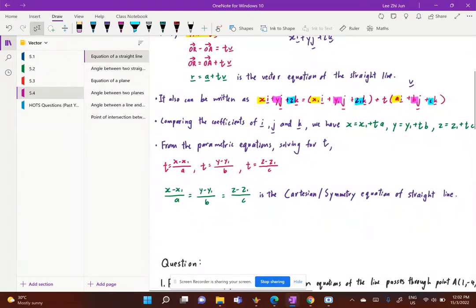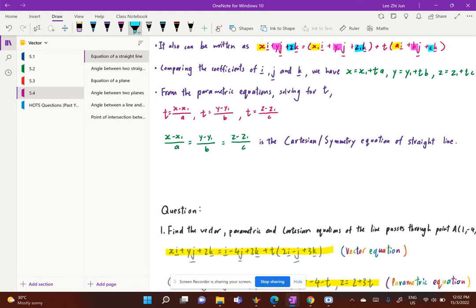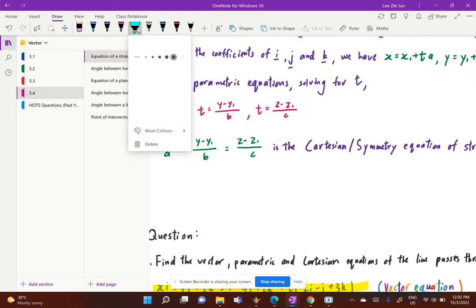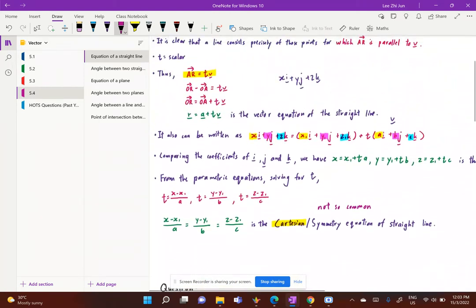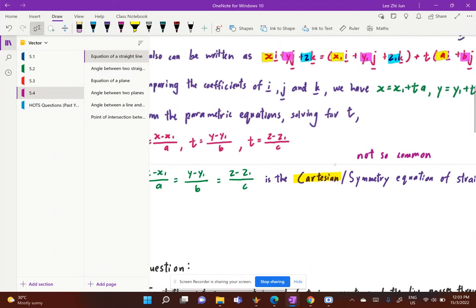From this parametric equation, we take out the t. You can see the scalar t, right? So we take out all the t. t equals x minus x1 divided by a, also the same as y minus y1 divided by b, also the same as z minus z1 divided by c. So this is the Cartesian equation of a straight line, which also has another name: the symmetric equation. But usually we use the Cartesian equation more. The questions also ask for the Cartesian equation more. Very few or almost no questions ask about the symmetric form. It's not so common, but it's better that you memorize it too. If you really cannot, then memorize the Cartesian equation.